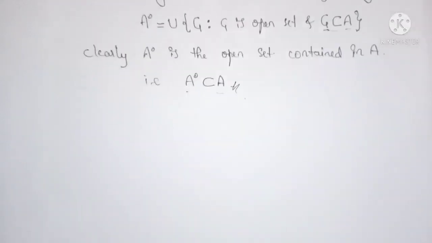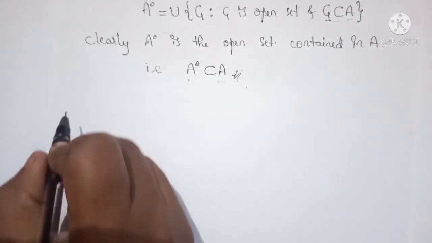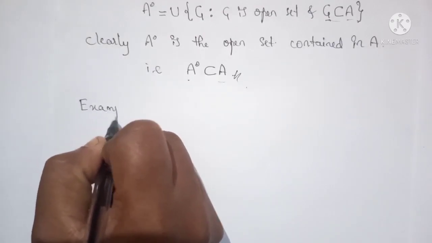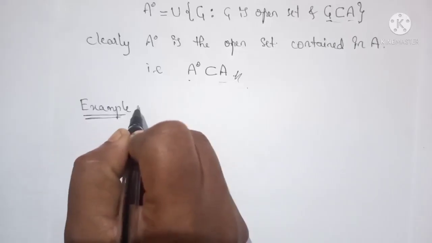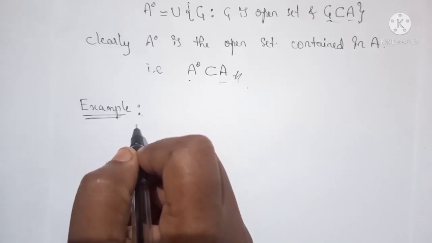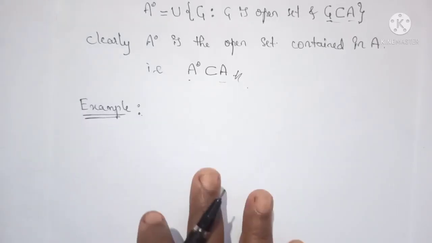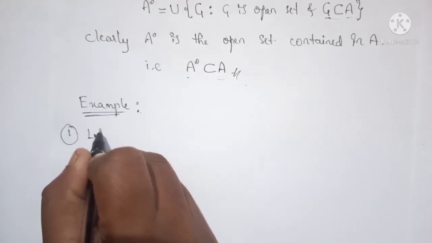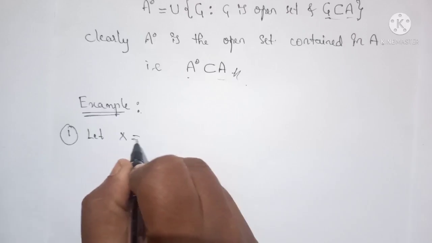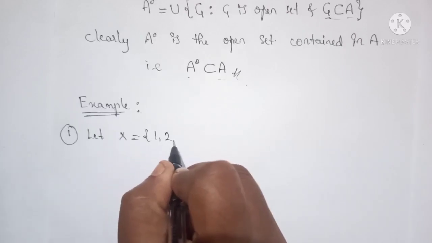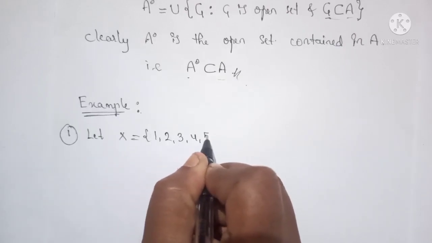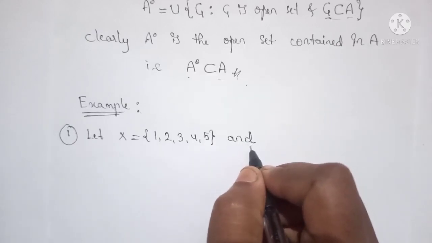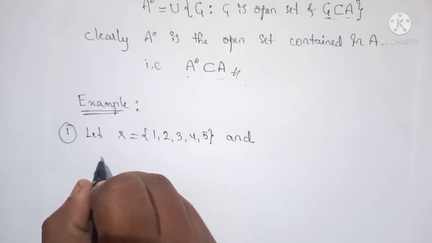Now we consider an example. With an example you will understand easily. Let X be equal to {1, 2, 3, 4, 5} and T be a topological space.